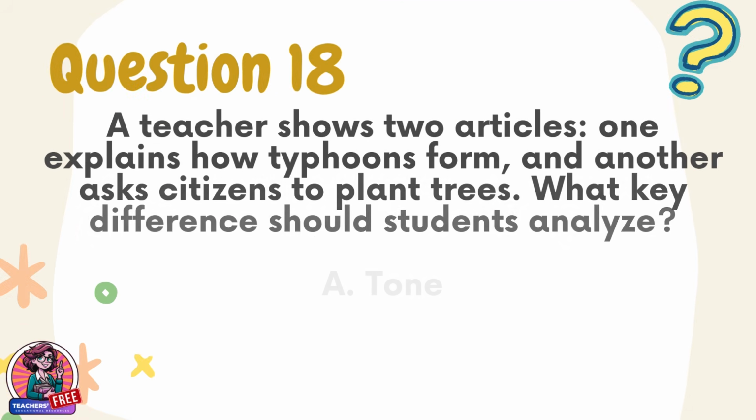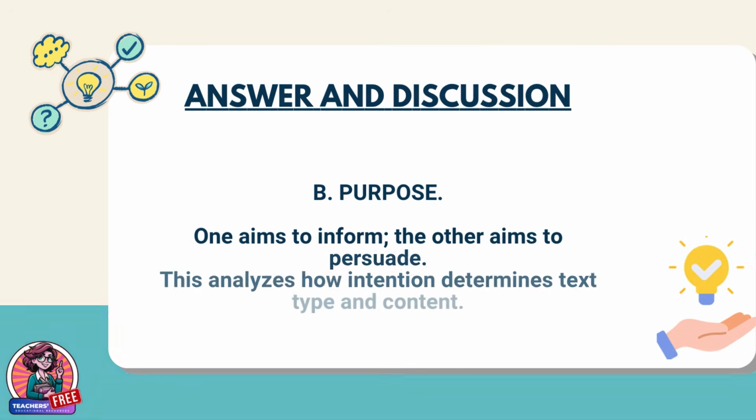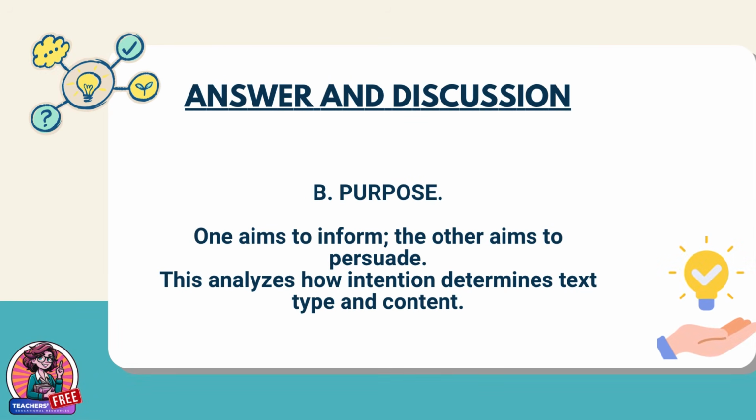Question 18. A teacher shows two articles. One explains how typhoons form, and another asks citizens to plant trees. What key difference should students analyze? A. Tone. B. Purpose. C. Font style. Answer. B. Purpose. One aims to inform, the other aims to persuade. This analyzes how intention determines text type and content.